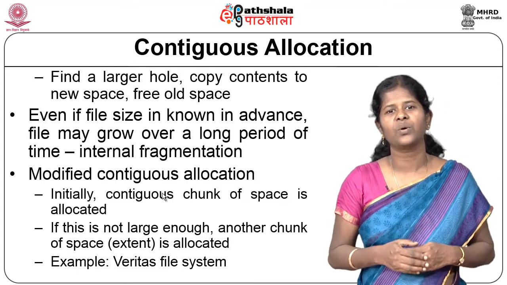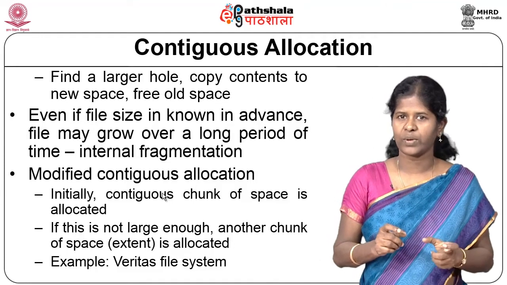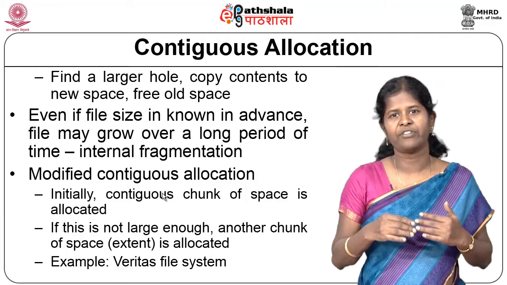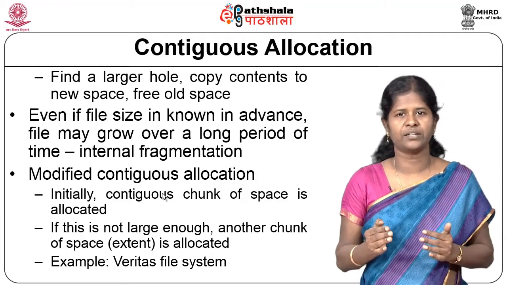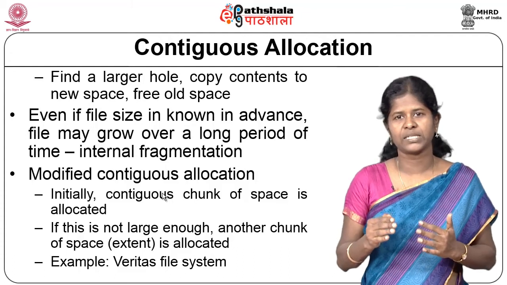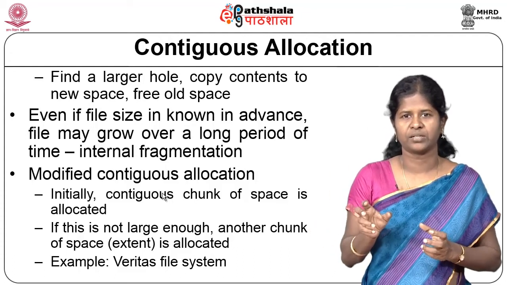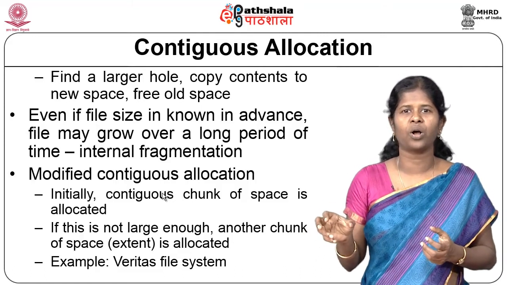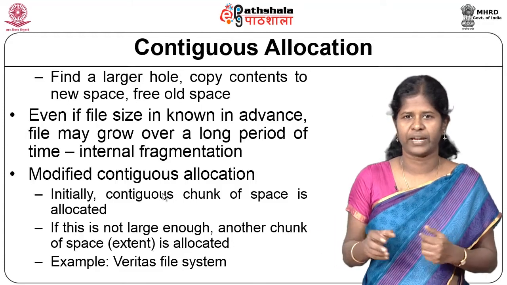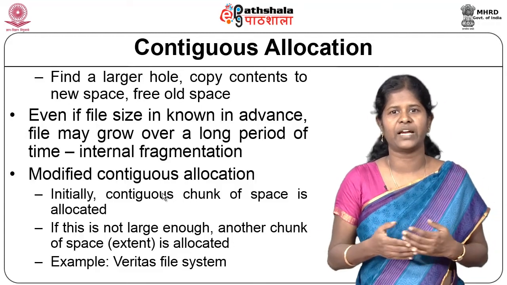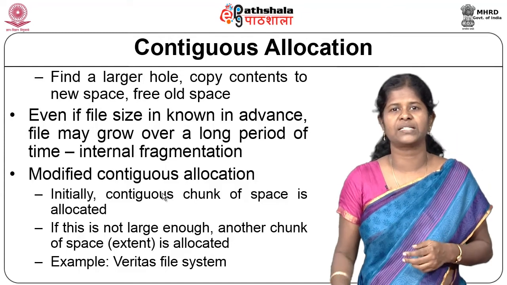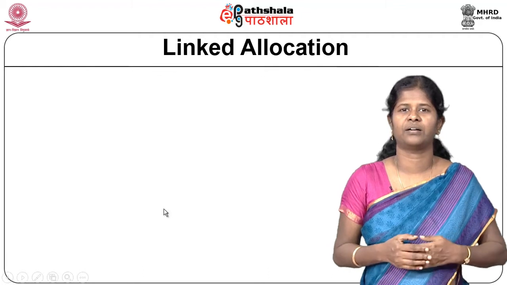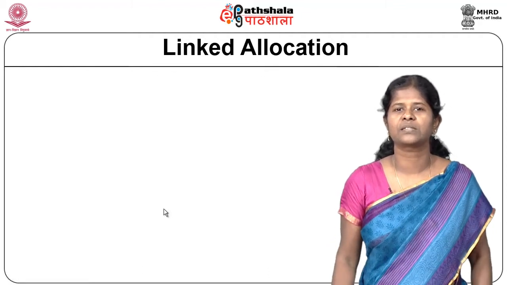contiguous allocation, where initially one contiguous chunk of space will be allocated, few disk blocks will be allocated for the file, but when the file grows, if the space is not large enough to accommodate, then what is done? Another chunk of space is allocated, say another few disk blocks will be allocated to this file. This new chunk is called an extent of this file, and this kind of contiguous file allocation has been done in Veritas file system. Now, we move on to another type of disk allocation, that is linked allocation.